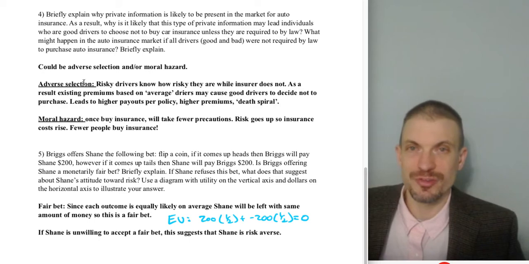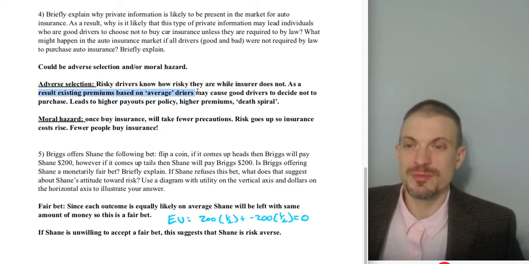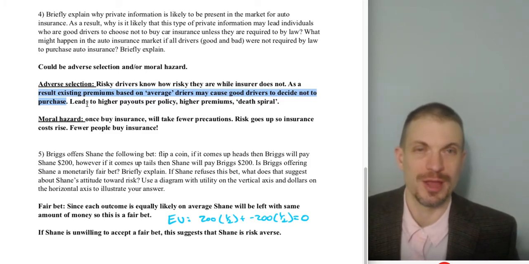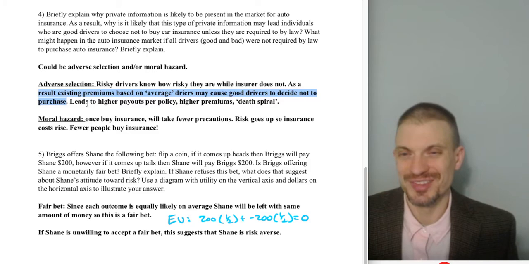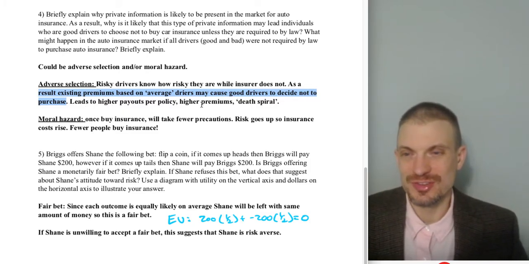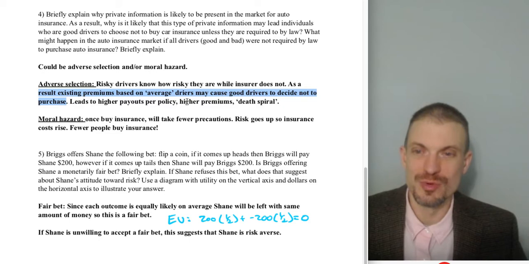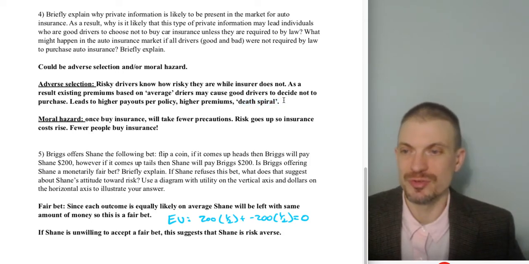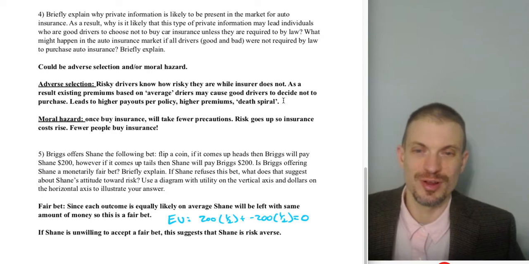If you want to tell the adverse selection story, you'd say, well, risky drivers know how risky they are. The insurer doesn't. So as a result, the existing premiums based on the average driver may cause good drivers to decide not to purchase. This leads to higher payouts per policy because more of the policyholders are bad drivers and they're therefore using the policy more. Ultimately, this leads to higher premiums, but at the higher premiums, fewer of the less risky drivers are going to be interested in buying. This is our death spiral, and then ultimately the market will go away because only bad drivers would be interested in buying the insurance, and that would be very unprofitable.